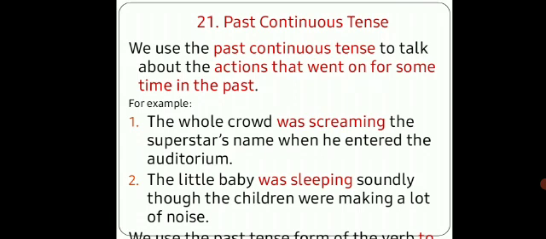is the be form, the past. Be form was, this is the helping verb. And then scream, ing form, screaming. So was screaming. Likewise was sleeping. So the helping verb is the be verb, was, and then sleep, the first form of the verb with ing, sleeping. So you need to know this structure.